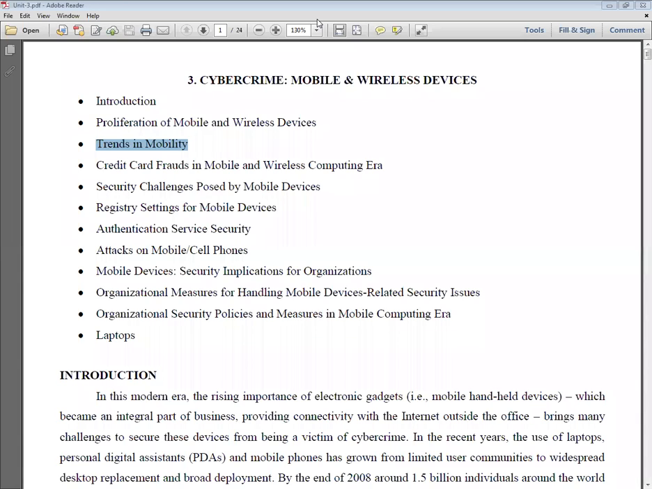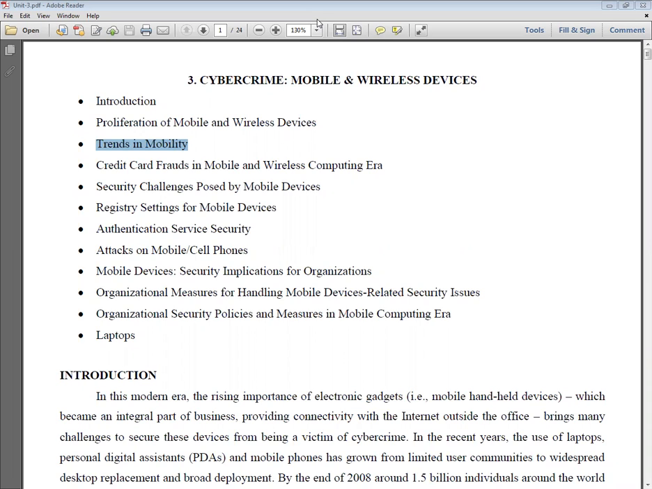So what I would like to conclude regarding these topics in a single statement is, in this unit we are going to discuss mobile and wireless devices, where suddenly the environment throughout the world has changed because of mobile devices, and what the trends are, how credit cards are being hacked, what the security challenges are, how we can authenticate, how we can change the registry settings in our mobile devices, and what types of attacks are done on mobile phones.